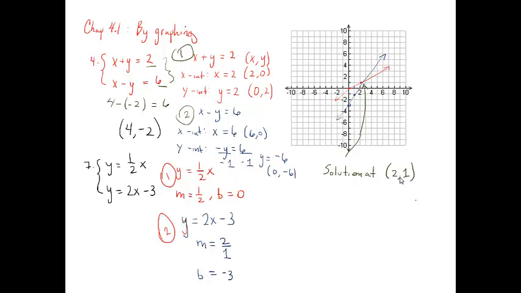And of course, we can check it. If I plug in 2 for x, I get 1/2 times 2, which is what? 1. So that works. If I plug in 2 for x, I get 2 times 2 minus 3, which is what? 1. So it also works. So the solution is 2, 1. And that's how you solve systems of equations by graphing. Graph each equation and then find out where they intersect.